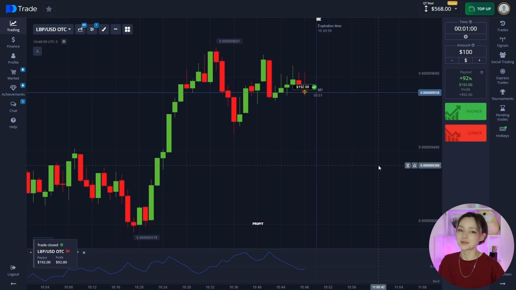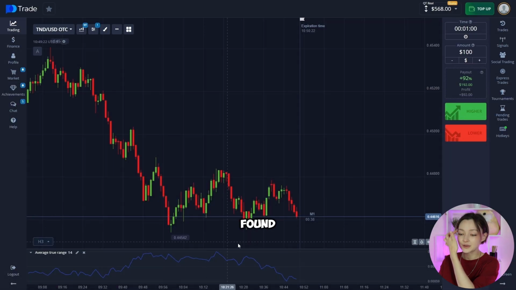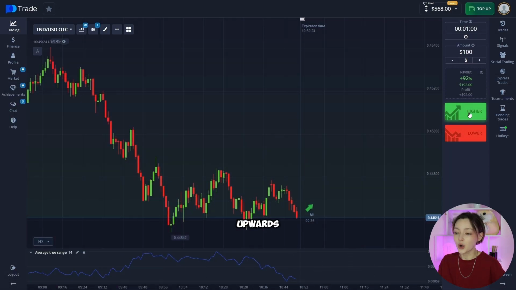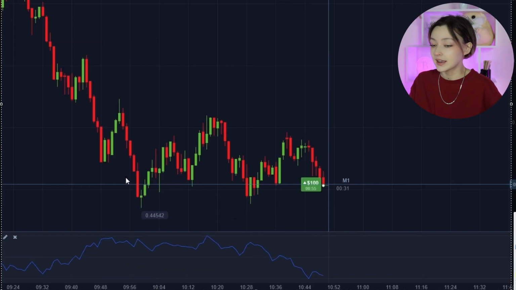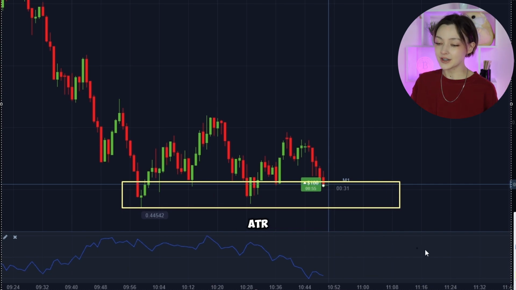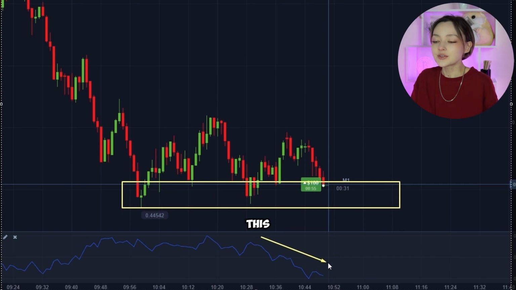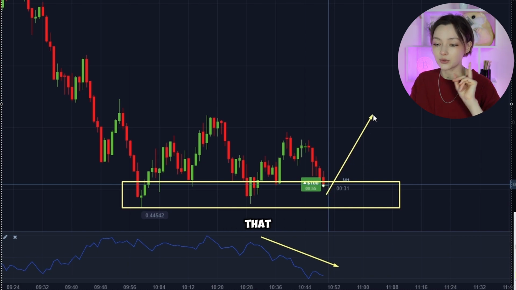Our trade closed in a profit. So I found another great entry case, placing a trade upwards. In this case, the price has reached the support level. As it approached this level, the ATR was bearish. For this reason, we will probably see a pullback from this level. In addition to that, we have seen a large number of reactions to this level, confirming its strength.